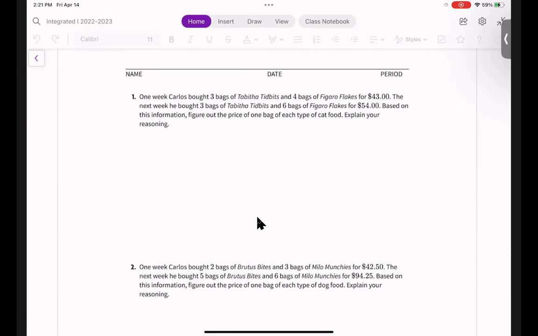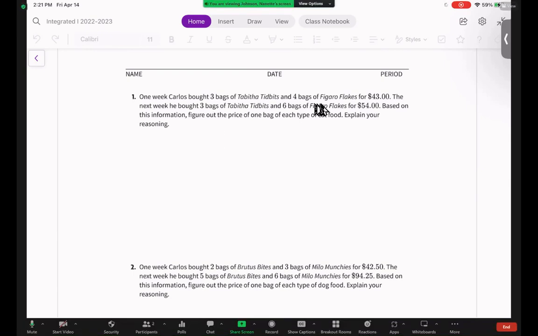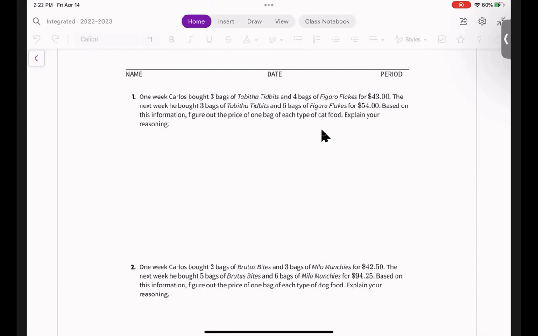Explain your reasoning. Okay, so here's what they're basically saying. One week, Carlos buys this much of this and this much of this, and the total is $43. The next week, he buys 3 bags of Tabitha tidbits and 6 bags of Figaro flakes for $54. Based on this information, figure out the price of 1 bag of each type of cat food, and then explain your reasoning. So what do you notice here? What is something that you see? Questions that should come to your mind are, what's the same, what's different?